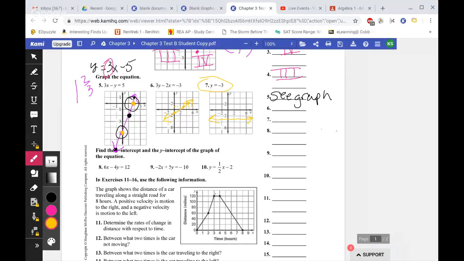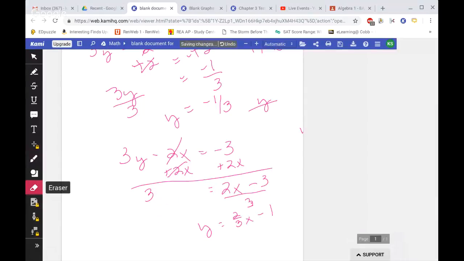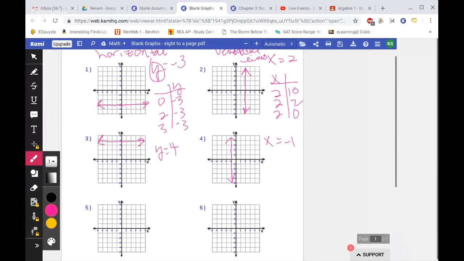Yes, ma'am. Okay, good. All right. X-intercept and y-intercept, 8, 9, and 10. What you do on these is just put in the intercepts. Oh, here's something I know I want to do. I'm going to have you all walk through this. I'm going to go back to my blank graphs.